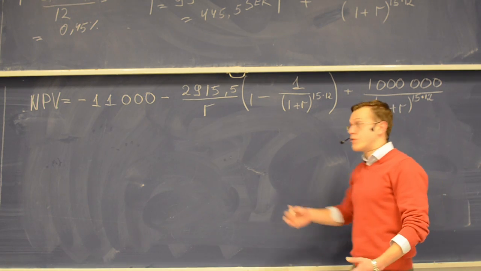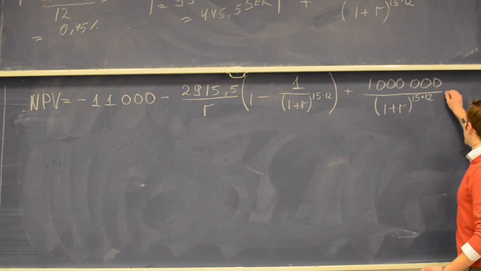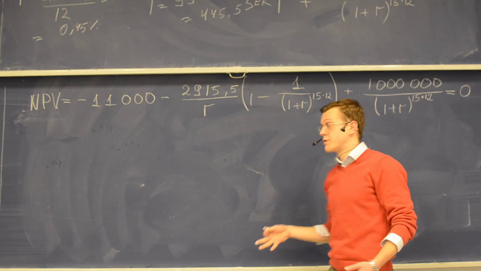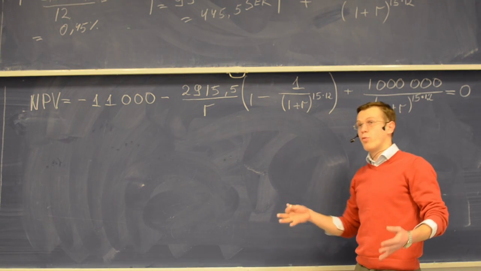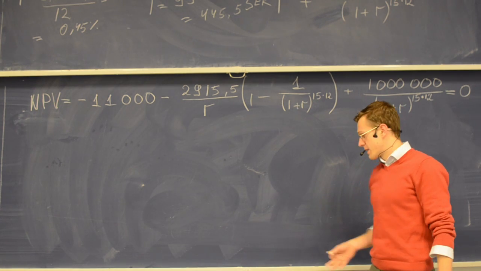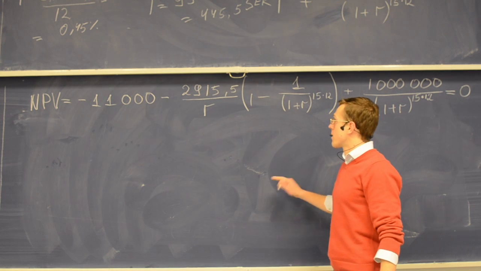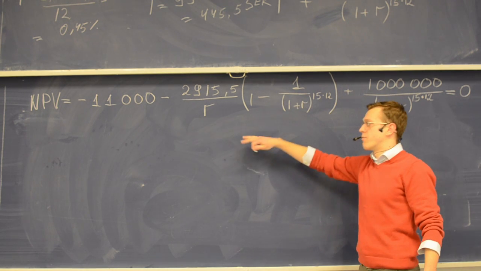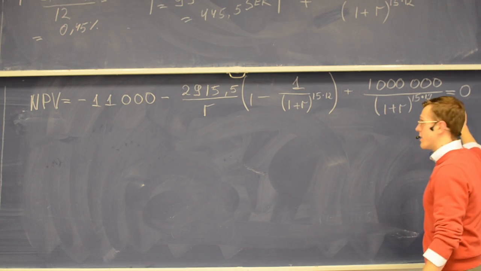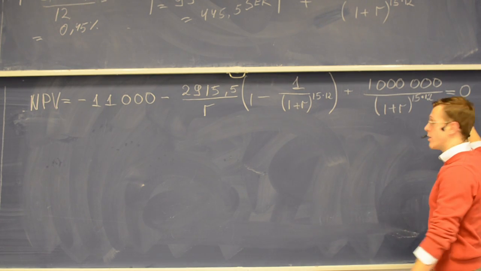And now we come to the point where this shall be equal to 0, because we would like to find our internal rate of return. As you know, there is no single way to find it mathematically. So you just guess it. How you guess: you just plug in random numbers and see if your NPV is actually close to 0.